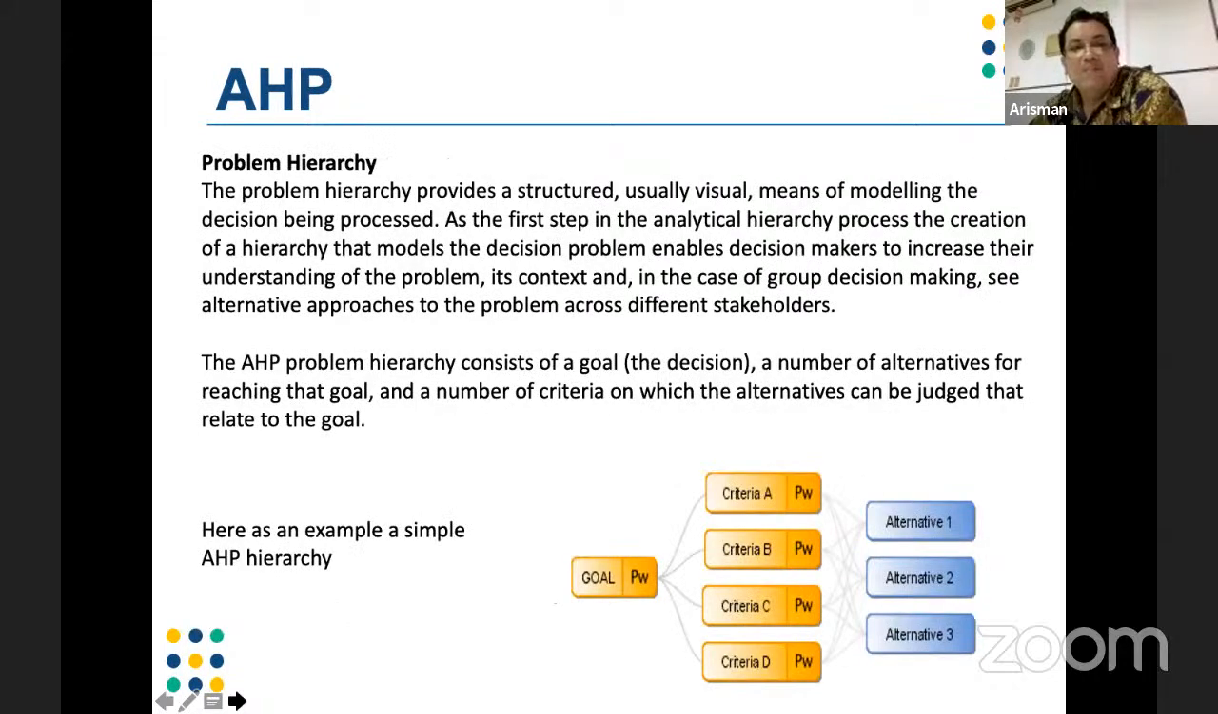So for the problem hierarchy, the very simple AHP hierarchy is first a goal, then the second one is criteria, and then the alternatives. So the AHP problem hierarchy consists of these three components, but of course, more complex hierarchies can also be used, like a backward process and forward process.